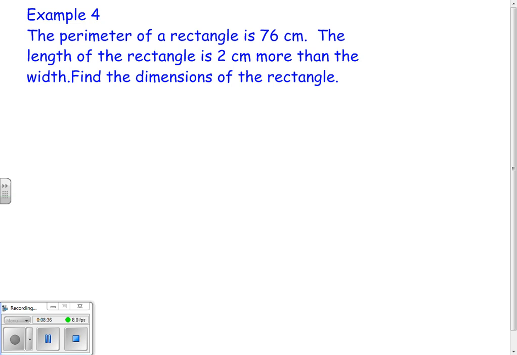The perimeter of a rectangle is 76 centimeters. The length of the rectangle is 2 centimeters more than the width. Find the dimensions of the rectangle. We actually did questions like this before, but we only used one variable. Today I'm going to do them using two.